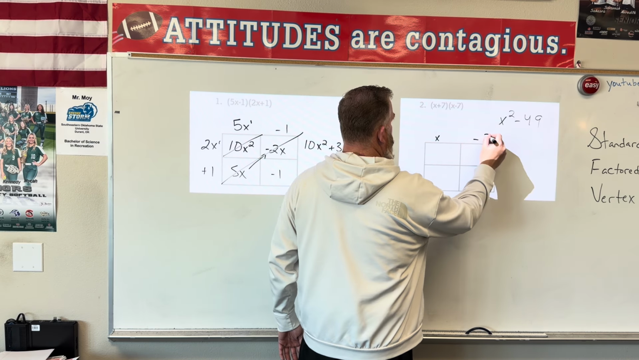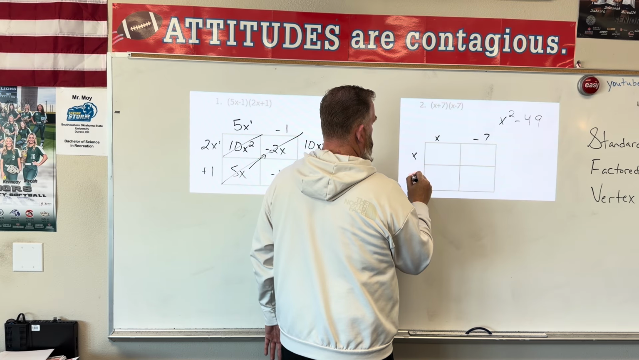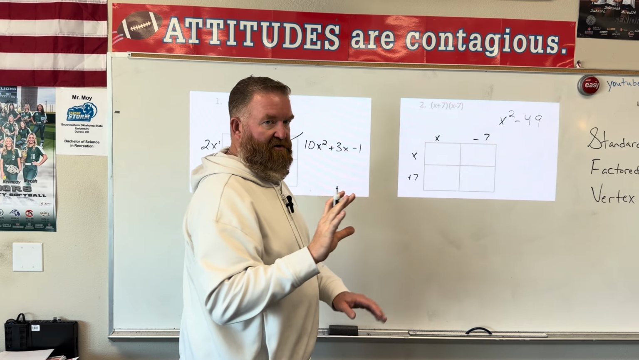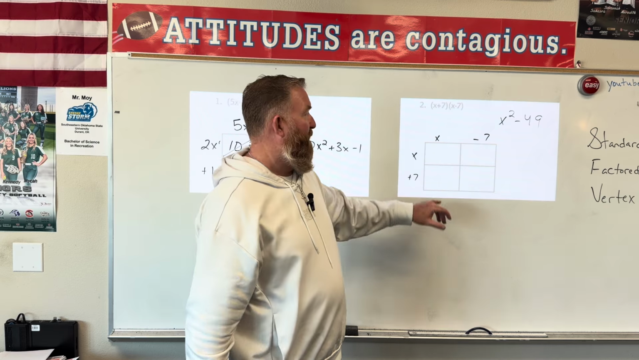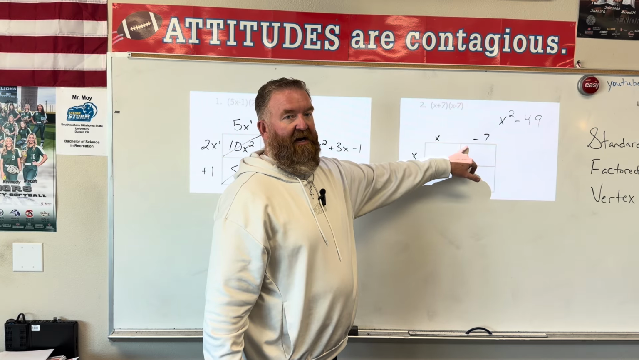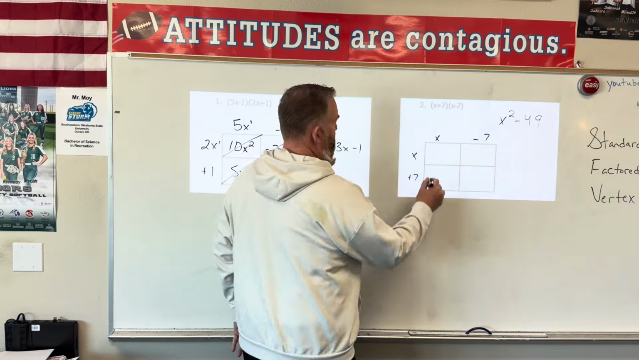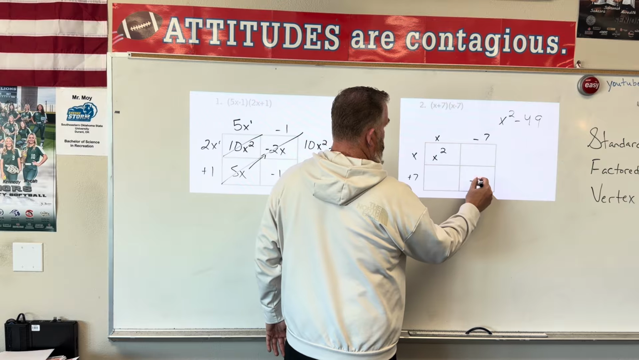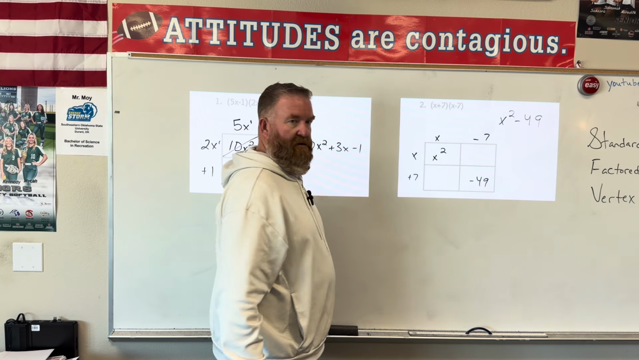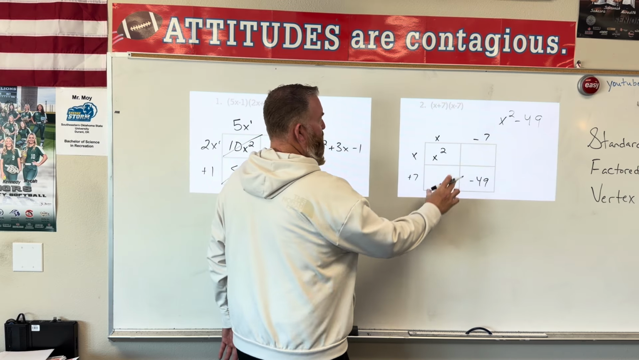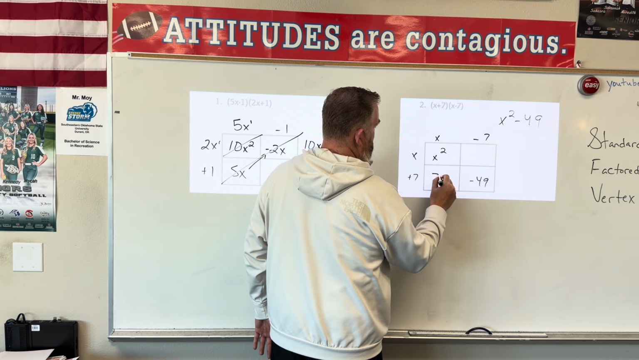Just for the heck of it, I'm going to put the second one on top. Don't erase it if you did it the other way. Did everybody else put plus 7 at the top? Yeah, I did that on purpose. The only thing that's going to change, we have x squared, and we still have negative 49 at the bottom. The only thing that changes is positive 7x.